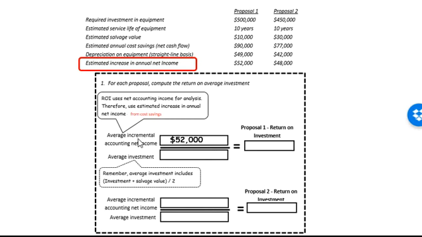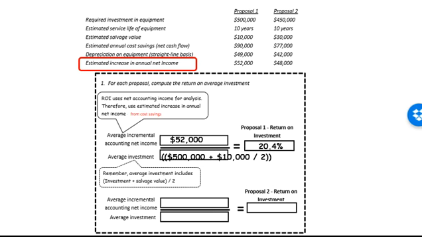Okay, now we're going to take the average incremental accounting net income for proposal 1, which will be $52,000. We're going to divide it by the average investment for accounting for proposal 1, which will be based upon $500,000 plus our $10,000 salvage value, that quantity divided by 2. When we do that, our return on investment will come out to 20.4%. So we would earn 20.4% average return on investment on the average investment.